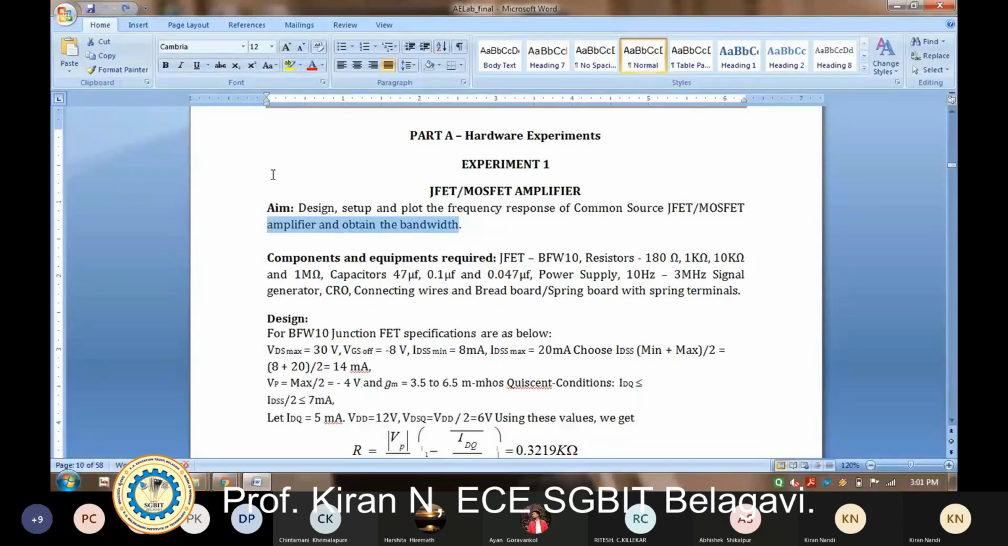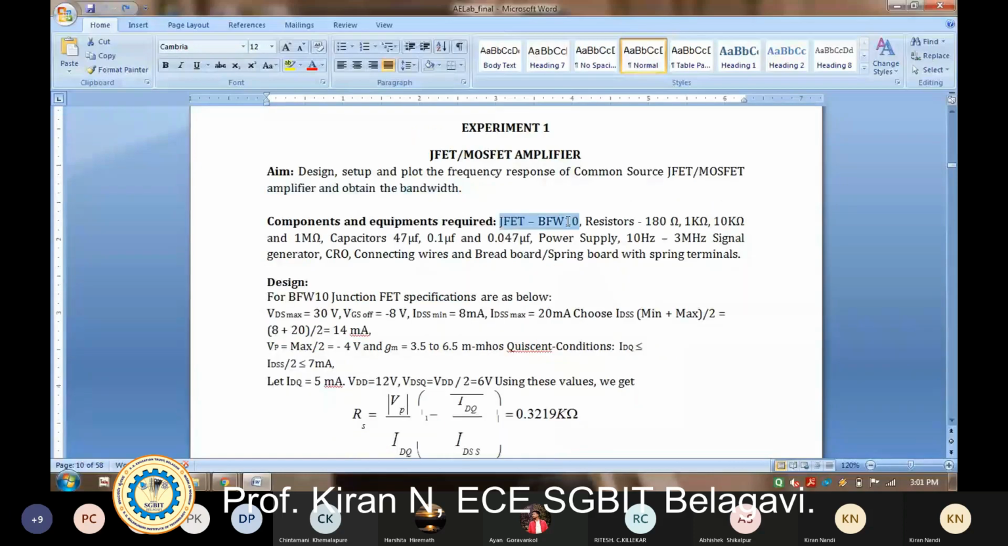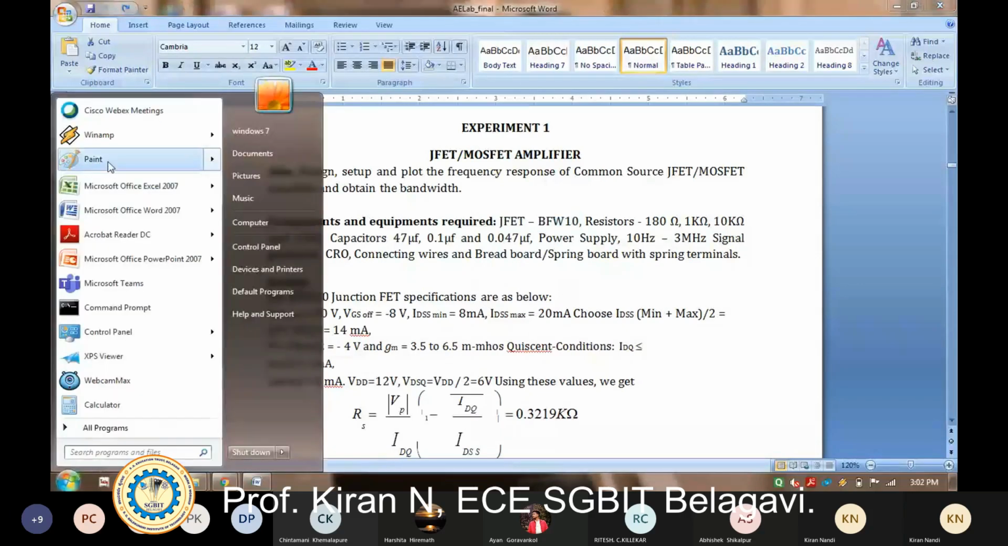For availability in the laboratory, we will be using JFET and we will be doing the experiments. So you can see here the JFET. The name of the transistor is BFW10. This is the transistor we are using here, BFW10. I'll write here.